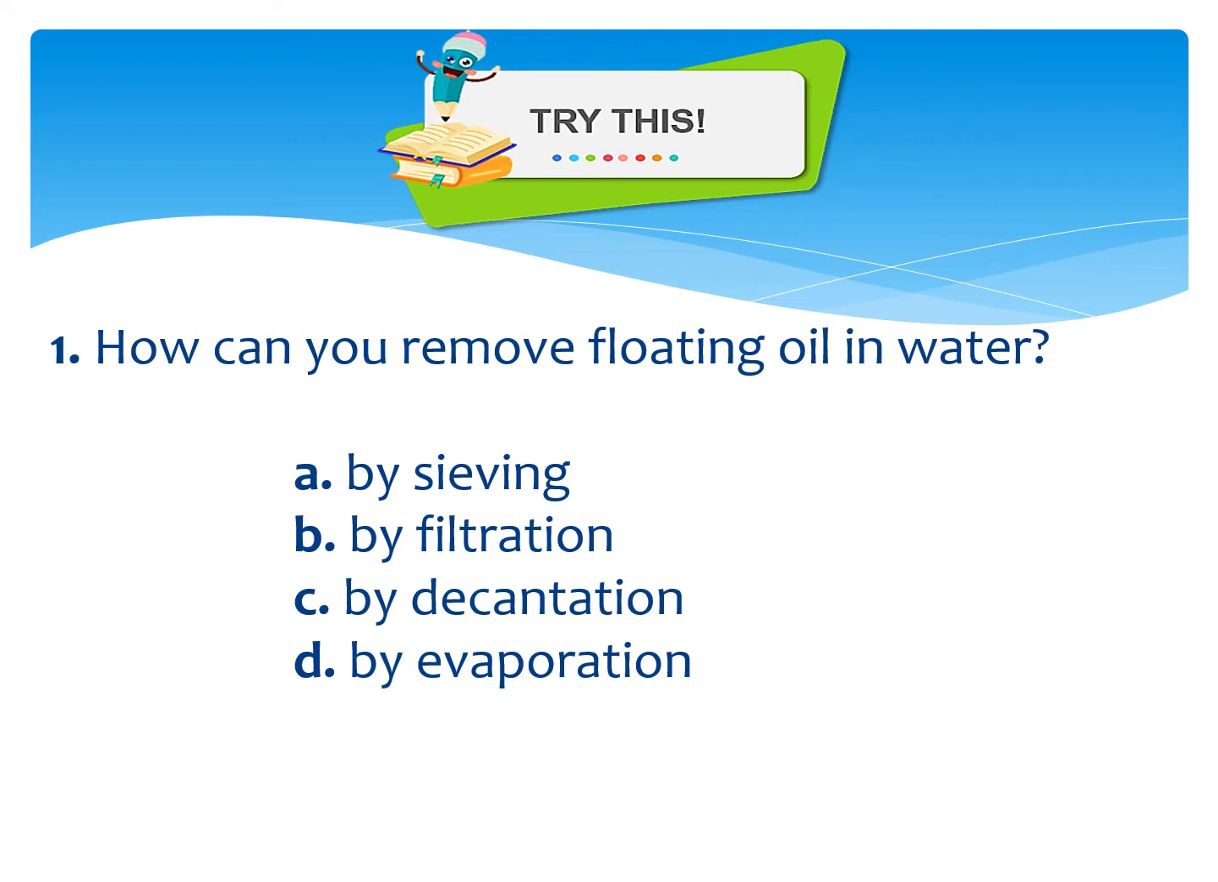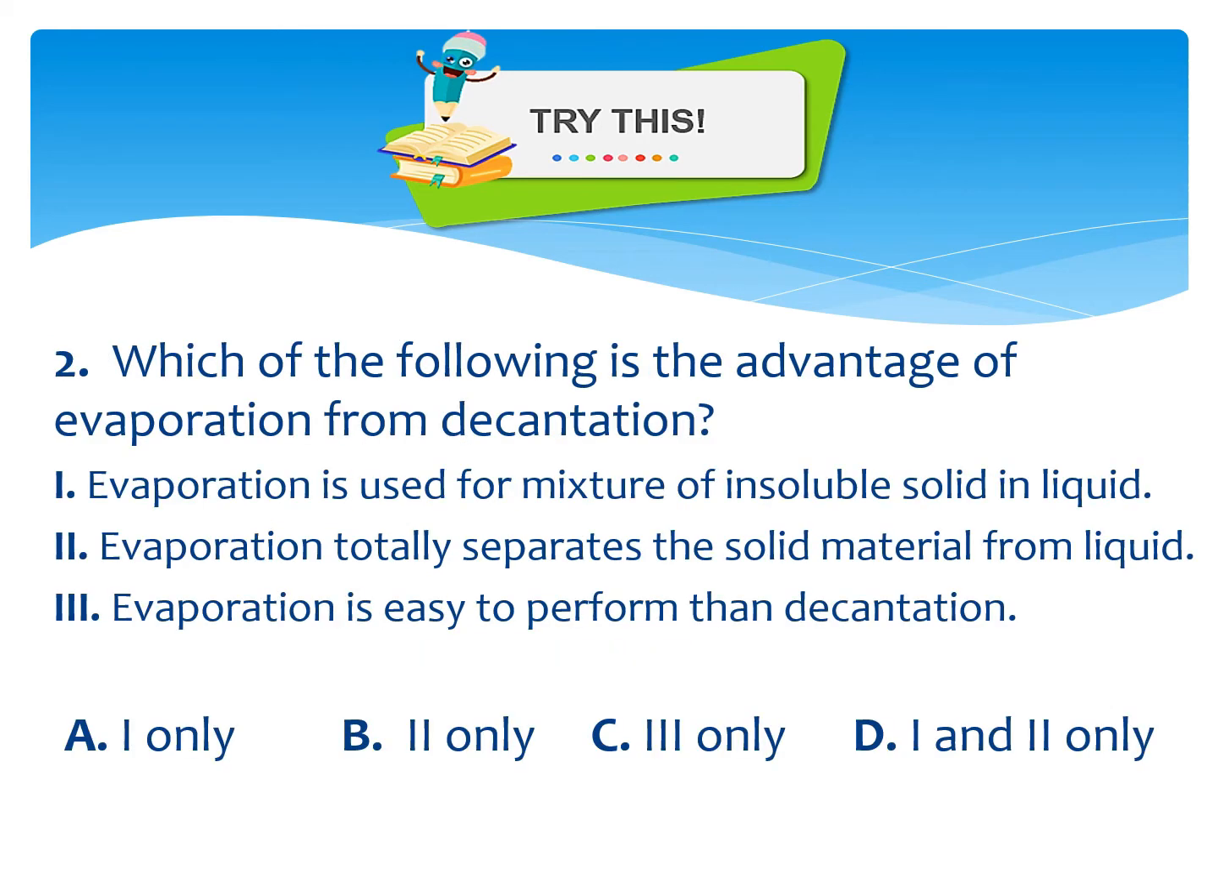Number 1. How can you remove floating oil in water? A. By sieving. B. By filtration. C. By decantation. D. By evaporation. Number 2. Which of the following is the advantage of evaporation from decantation? First, evaporation is used for mixture of insoluble solid and liquid. Second, evaporation totally separates the solid material from liquid. Third, evaporation is easy to perform than decantation. A. First only. B. Second only. C. Third only. D. First and second only.